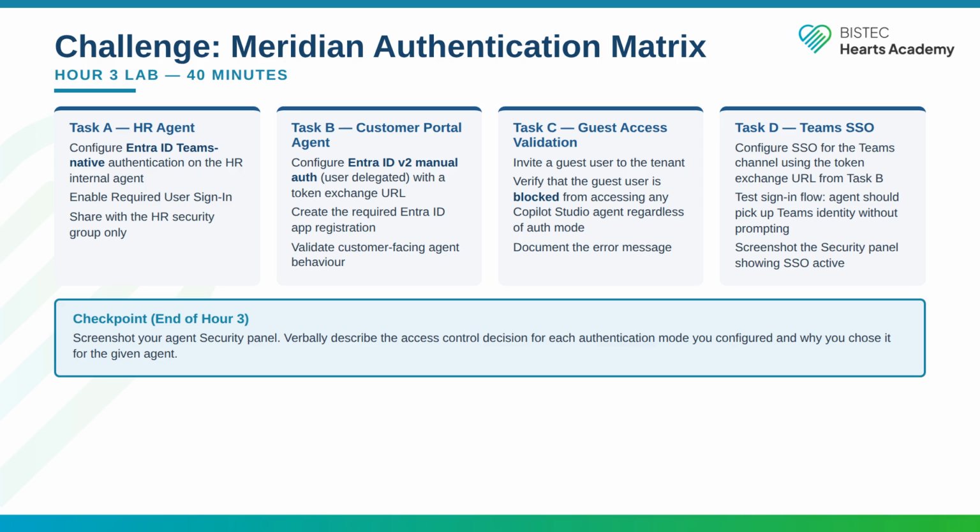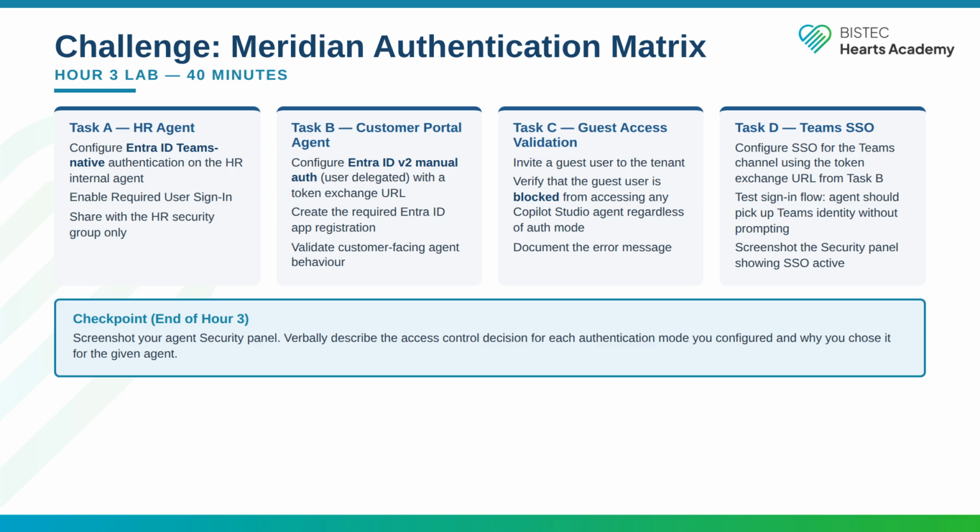Task B is the customer portal agent. This agent is customer-facing and needs to authenticate users through a custom Entra ID app registration. The correct authentication mode is Entra ID v2 with user-delegated authentication. You create the app registration in the Entra Admin Center. Configure the token exchange URL in the agent's security settings and validate that the agent is accessible and authenticates correctly.